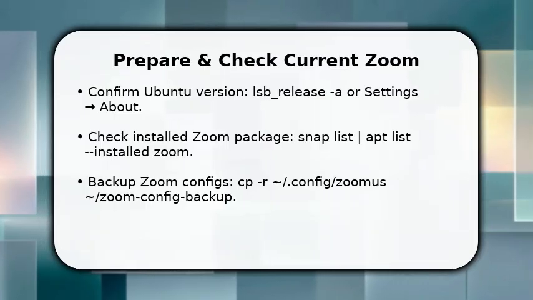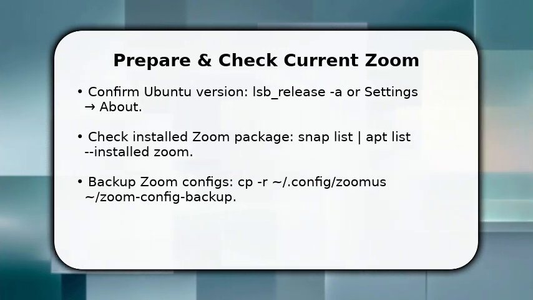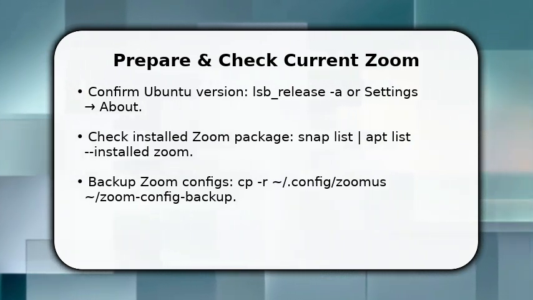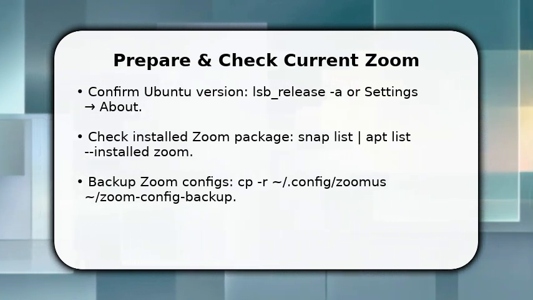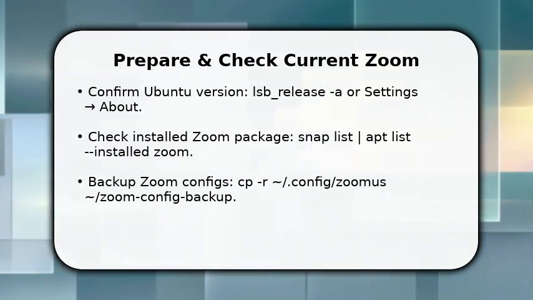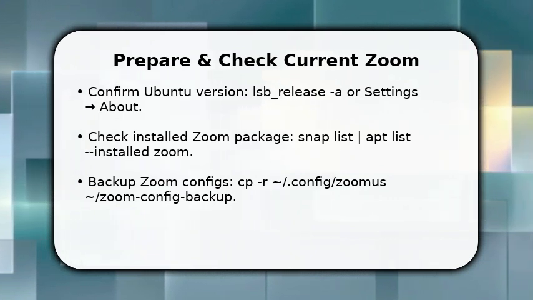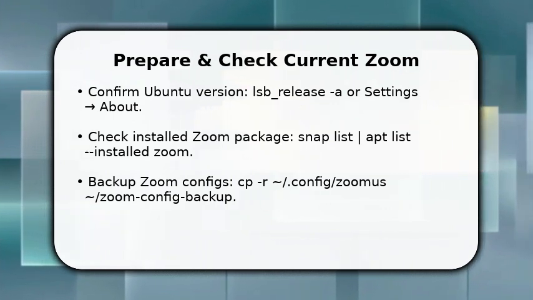You start by confirming your Ubuntu release and whether Zoom was installed via Snap or apt, because the update method differs. Once done, check the current Zoom package with snap list or apt list to know the source. Make a quick config backup to avoid lost settings, copying ~/.config/zoomus. It is fast and reversible. This prepares you to choose the right update command and prevents surprises during removal or reinstall, so you keep your preferences intact.